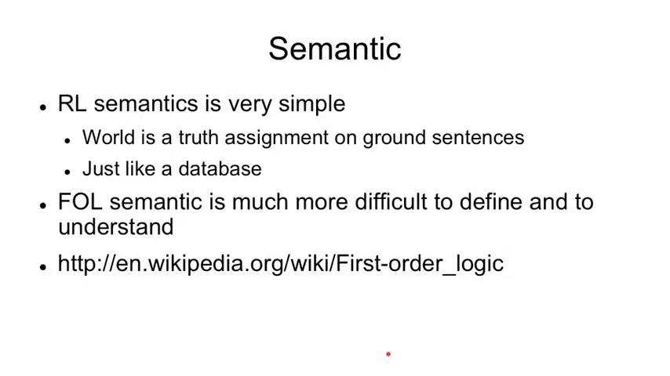So you can see that by comparison, relational logic has very simple semantics. Each world is a truth assignment over the ground sentences in the language. It's just like a database. First-order logic semantics, which we previewed very quickly here, is much more difficult to define and to understand. And for those interested, the Wikipedia page is a good place to start.